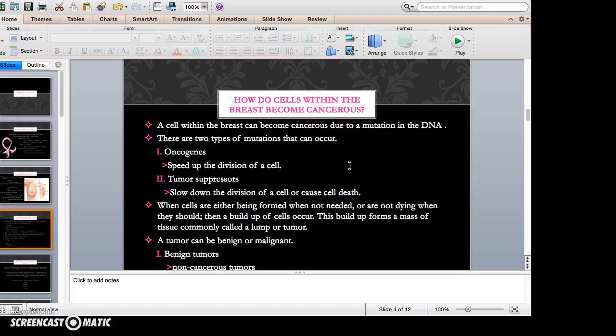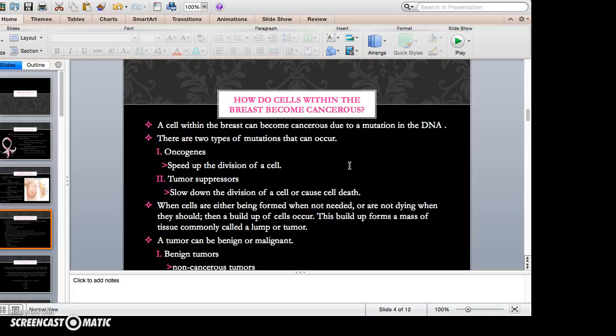Cells become cancerous for a few different reasons. A cell within the breast can become cancerous due to a mutation in the DNA. There are two types of mutations that can occur: oncogenes, which speed up the division of a cell, and tumor suppressors, which slow down the division of a cell or cause cell death. When cells are either being formed when not needed or not dying when they should, a buildup of cells occurs. This buildup forms a mass of tissue commonly called a lump or a tumor.